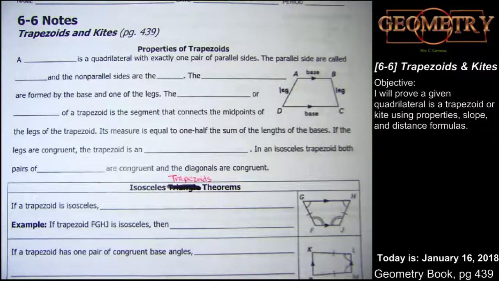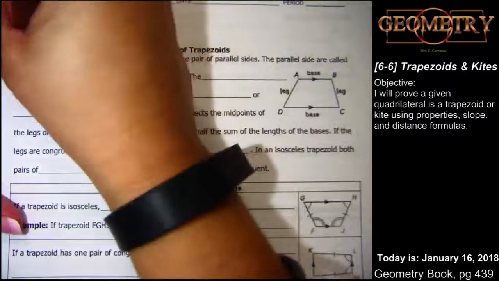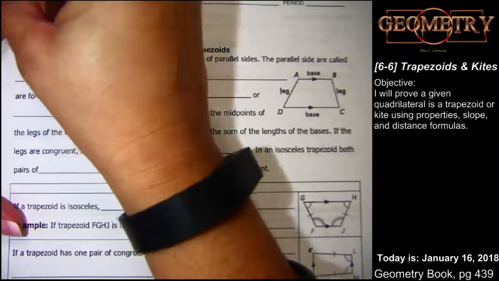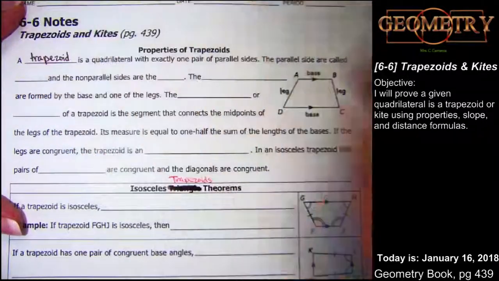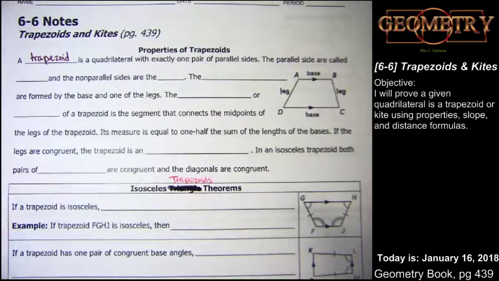Here we go. A trapezoid. We're playing Geometry Mad Libs today. A trapezoid is a quadrilateral, that is a four-sided figure, with exactly one pair of parallel sides. Remember that a pair is two things, so you're going to have two sides parallel to each other for one pair of parallel sides. The parallel sides are called bases.